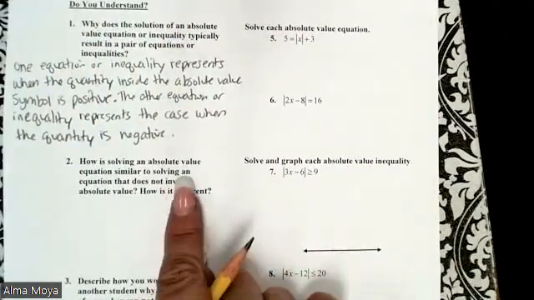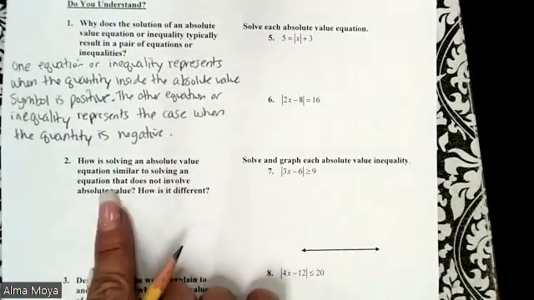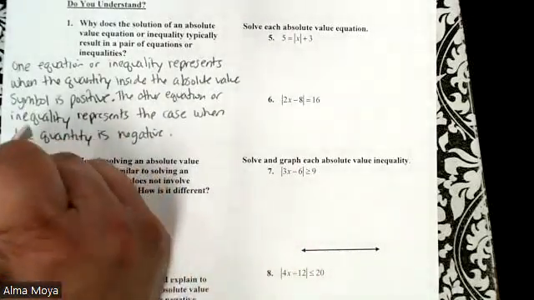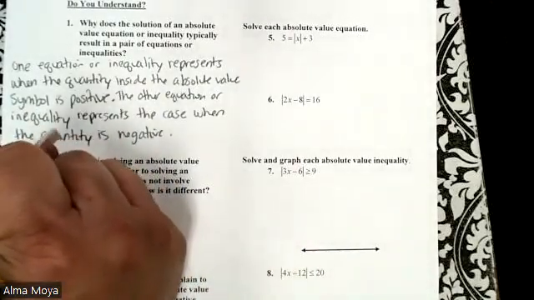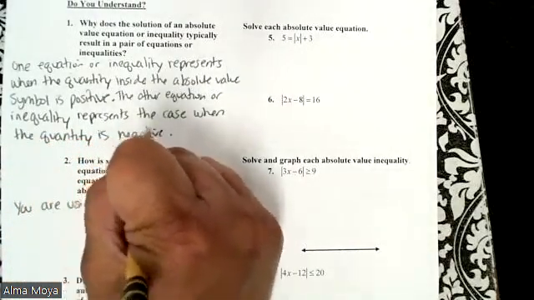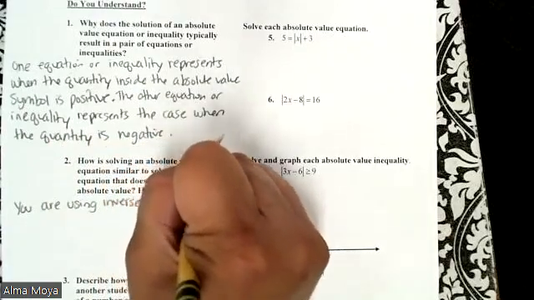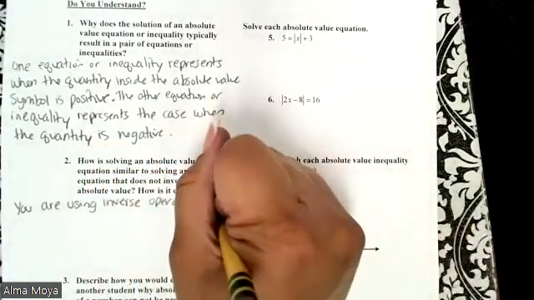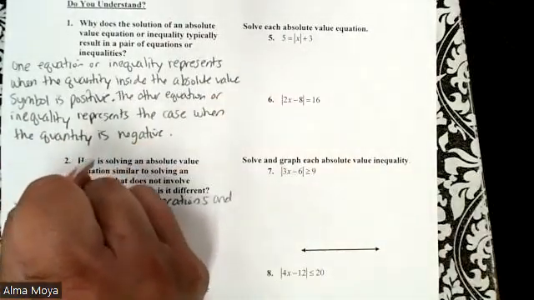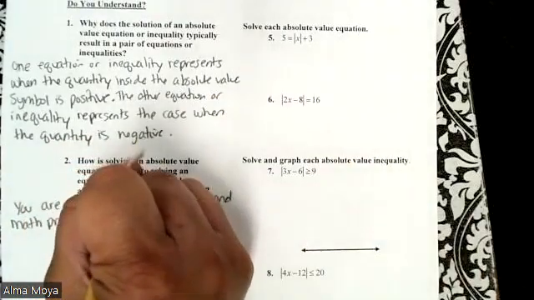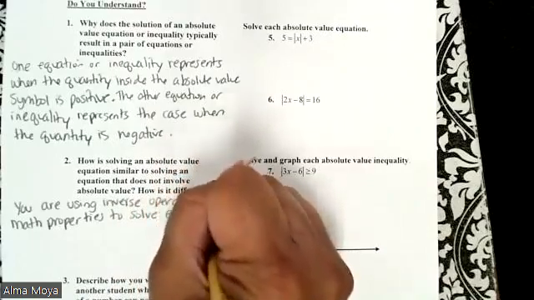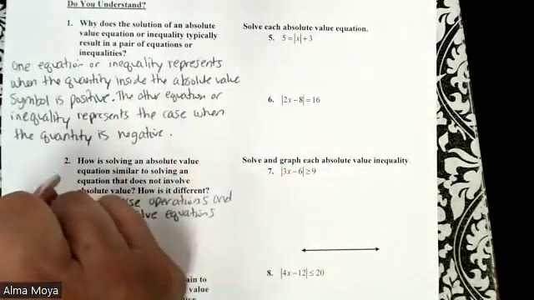How is solving an absolute value equation similar to solving an equation that does not involve absolute values? And how is it different? You are using inverse operations and math properties to solve equations and absolute value equations.